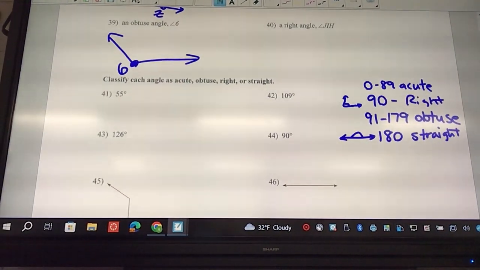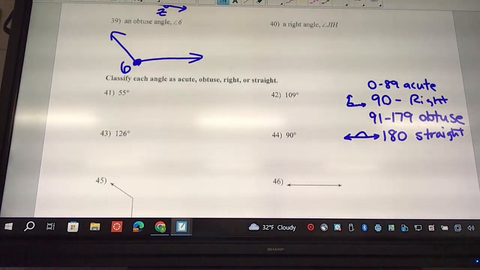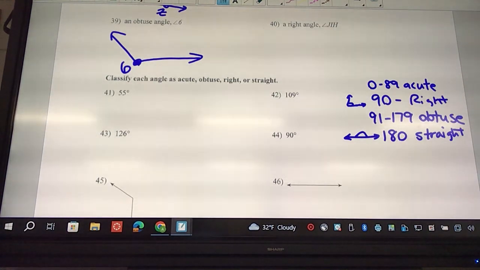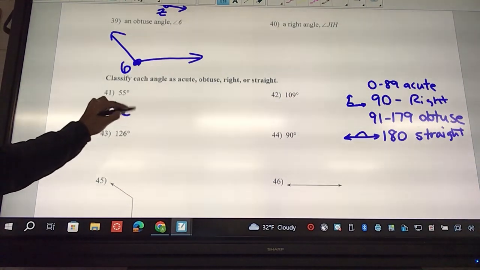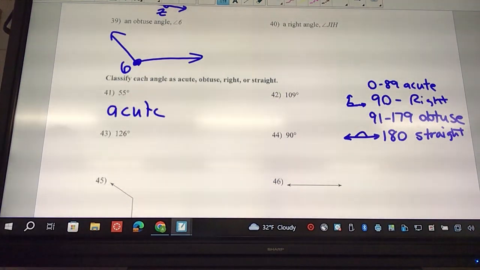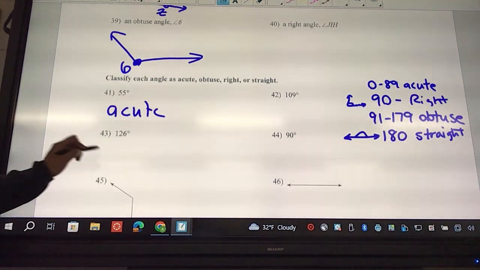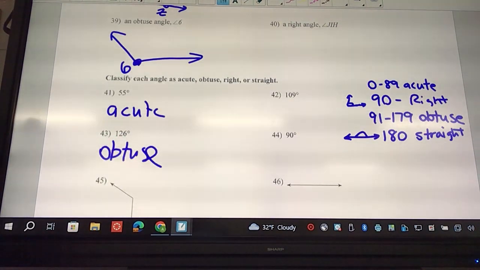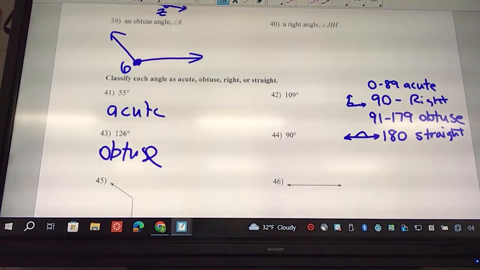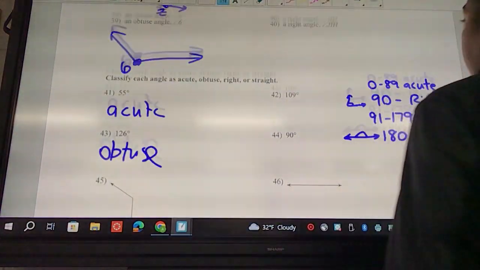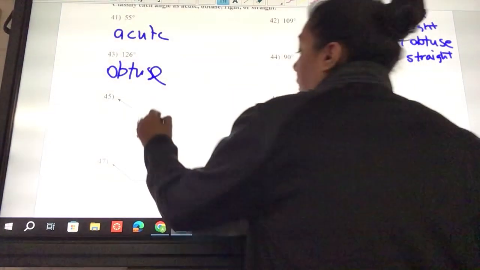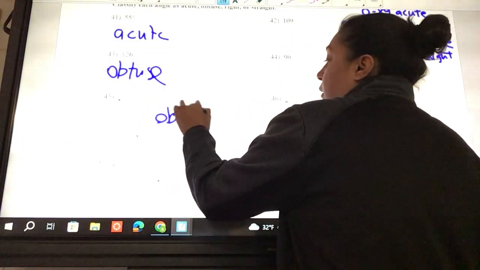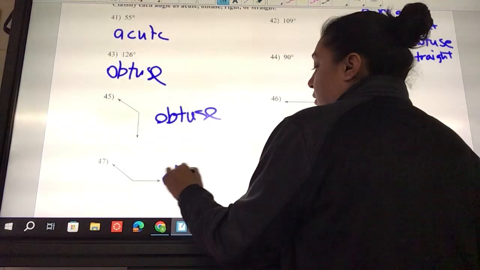So if we look at 41, it is 55. 55 degrees is acute. 126 is obtuse. Number 45, what kind of angle does that look like? Obtuse, it is definitely obtuse. And 47 is also obtuse.